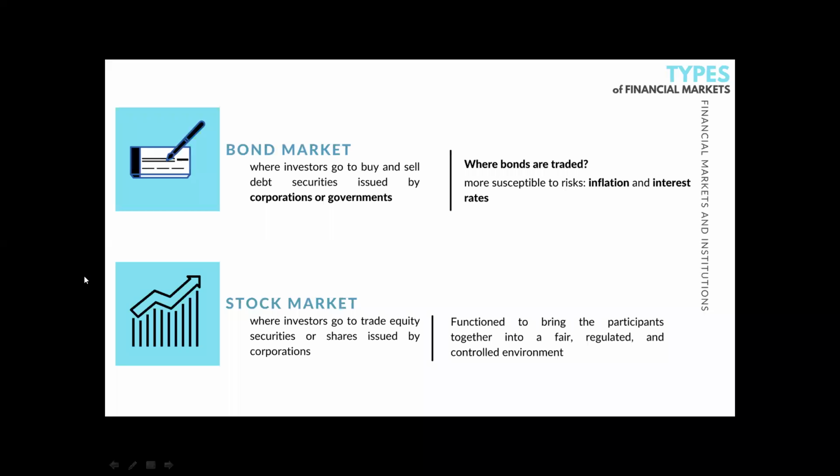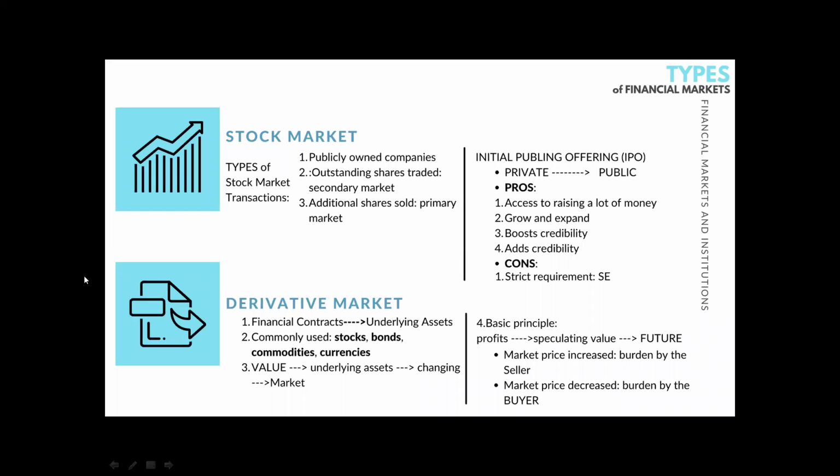So there are types of stock market transactions for publicly owned companies. First is the outstanding shares traded in secondary market. The second is additional shares sold in primary market. And the third one is the initial public offering or IPO, which is the process of going public through a new stock issuance, wherein shares of a private company will be offered to the general public.